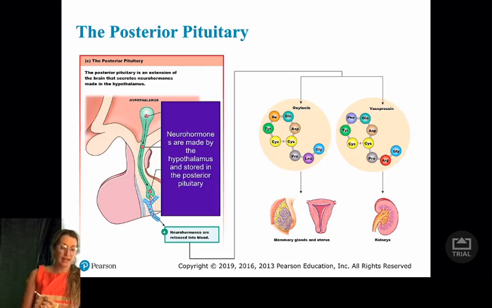Posterior pituitary. So once again, neurohormones are made by the hypothalamus up here. So the hypothalamus makes them. Then they're stored here in the posterior pituitary.